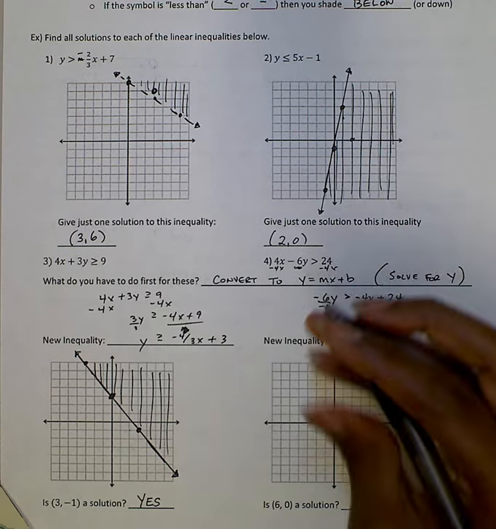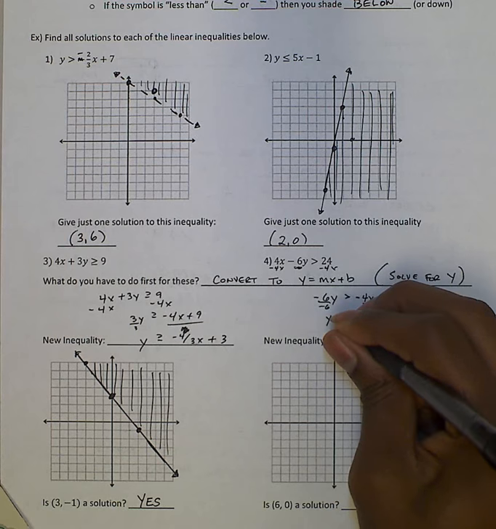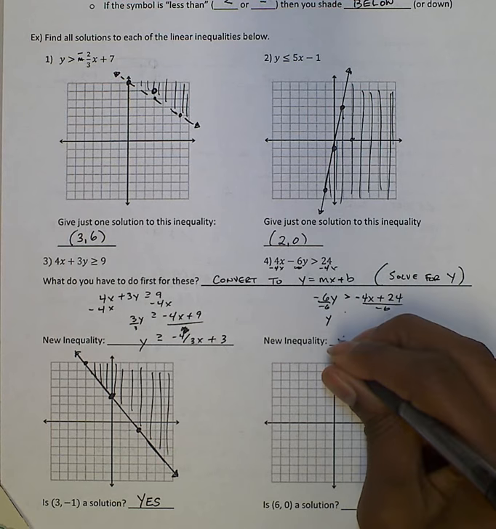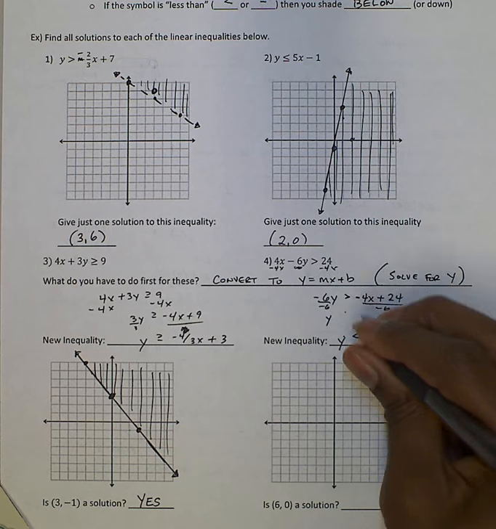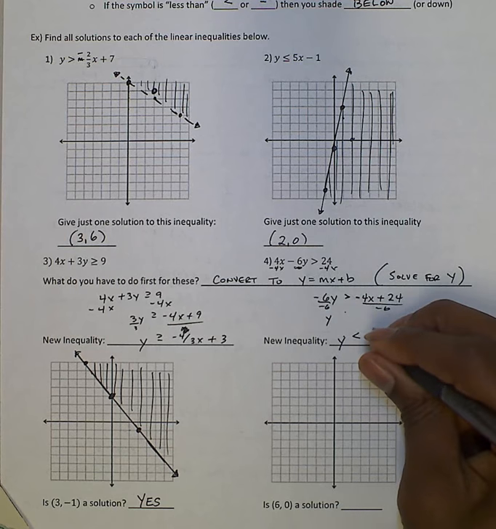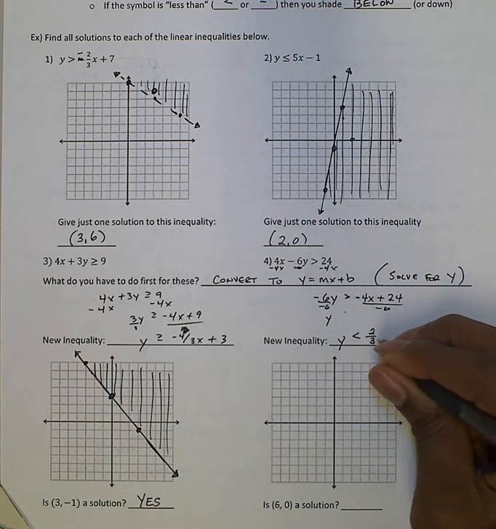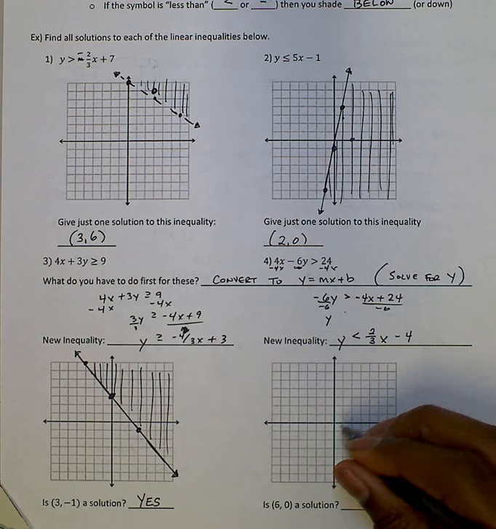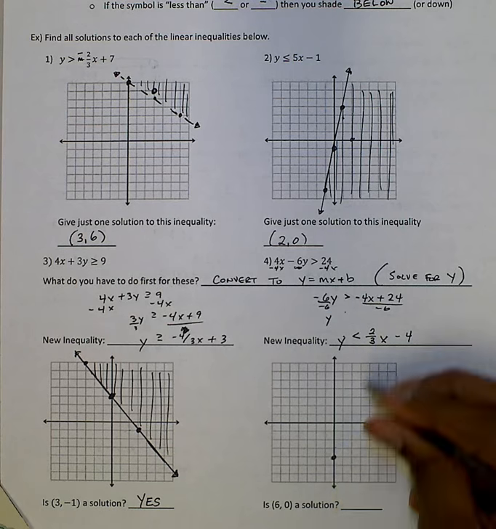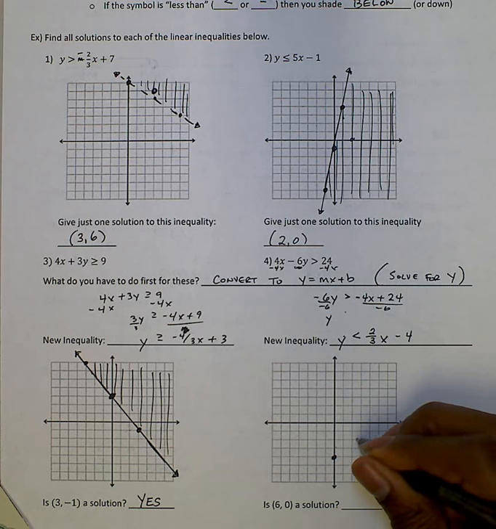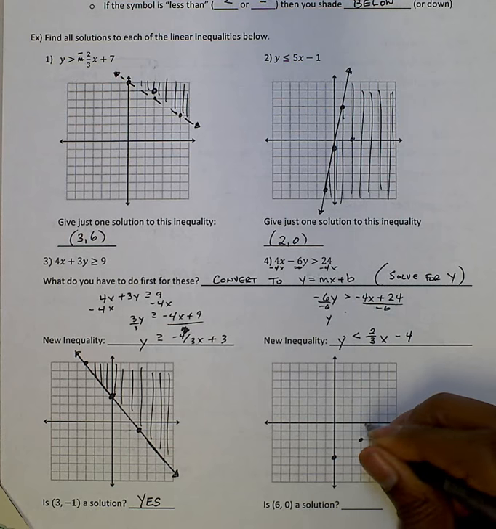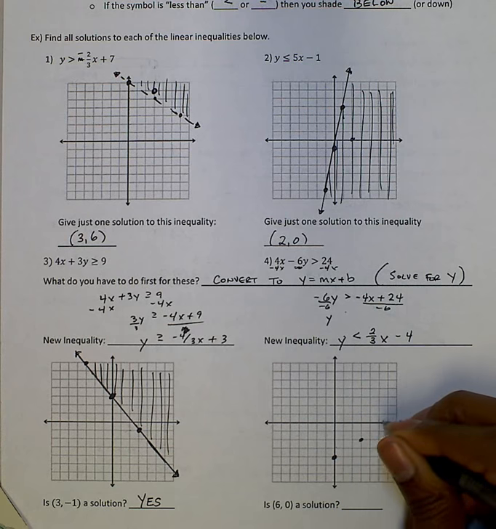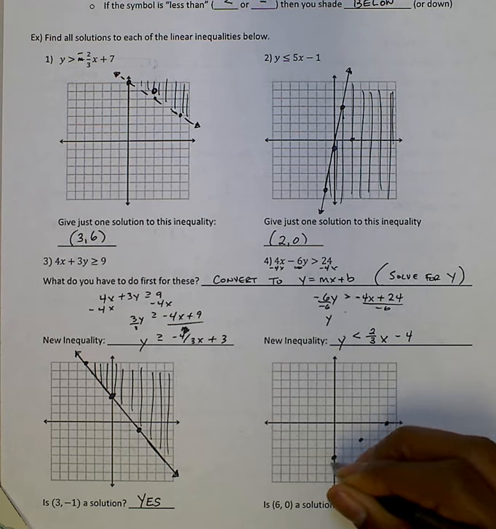So we have y now is less than negative 4 divided by negative 6 will give us positive, and I'll just simplify here, 2/3 x minus 4. So minus 4 is our y-intercept, 1, 2, 3, 4. 2/3 is my slope, up 2 over 3, up 2 over 3, 1, 2, 3. Did I do that right? Yep. Or I could go down 2, left 3.